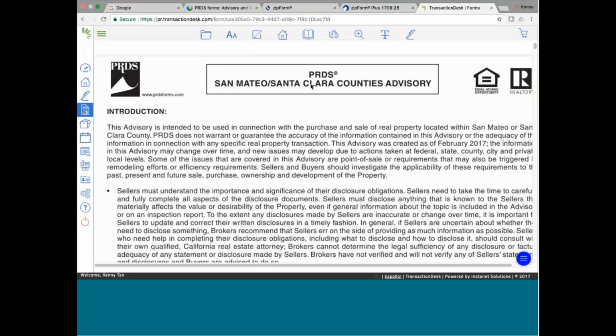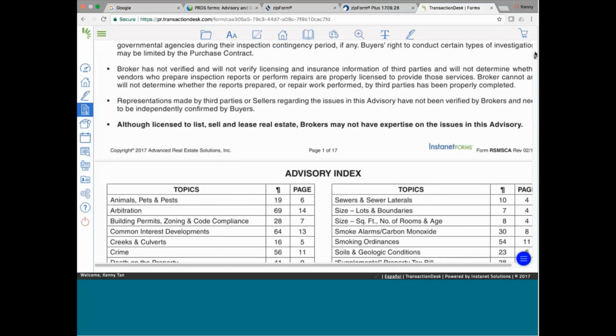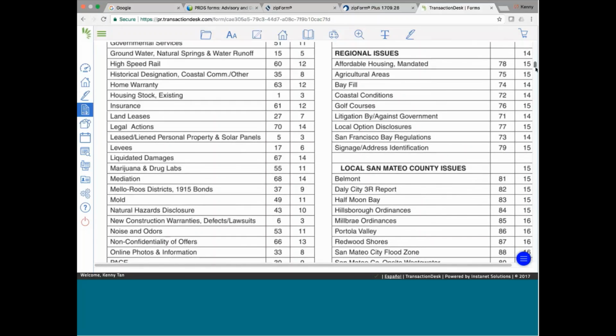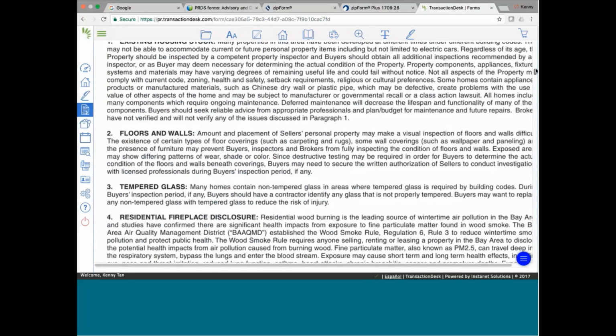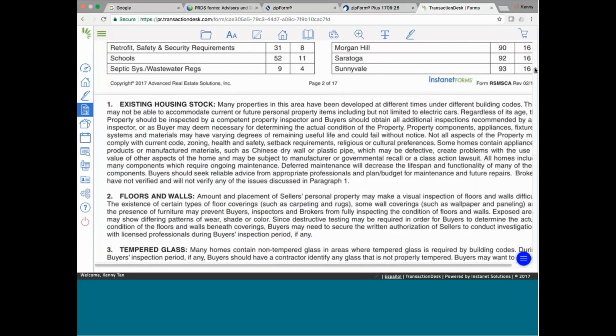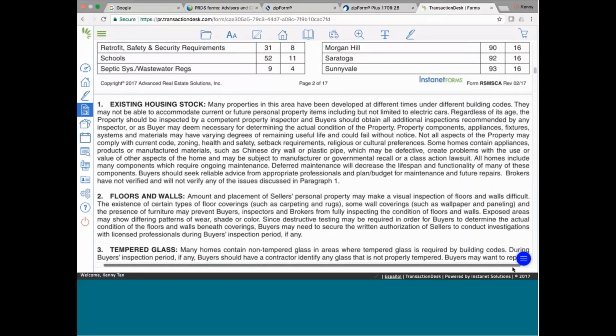Things that are unique to San Mateo and Santa Clara County. And let's look at some of this. We'll look at the things that are unique to the Bay Area. They talk about existing housing stock. Many properties in this area have been developed at different times under different building codes. They may not be able to accommodate current or future personal property items, including but not limited to electric cars.